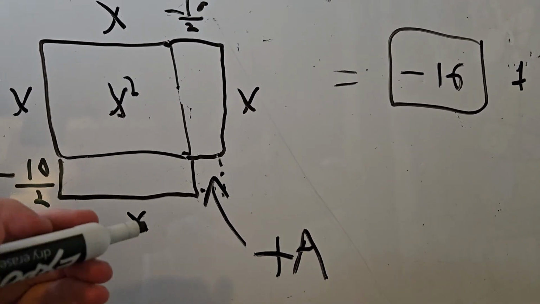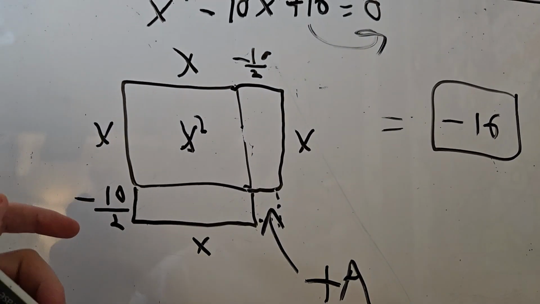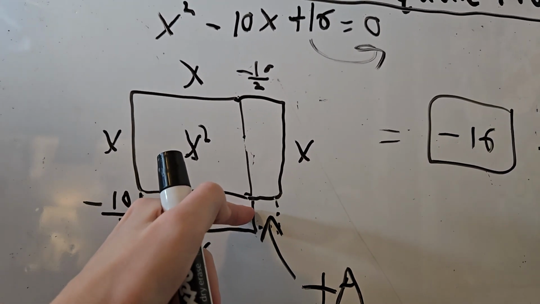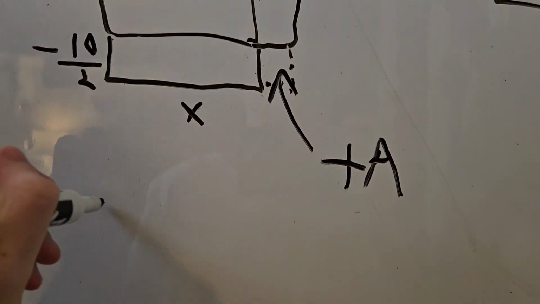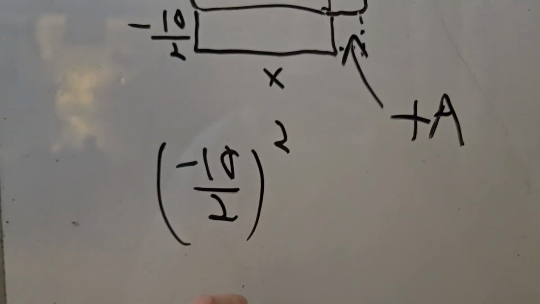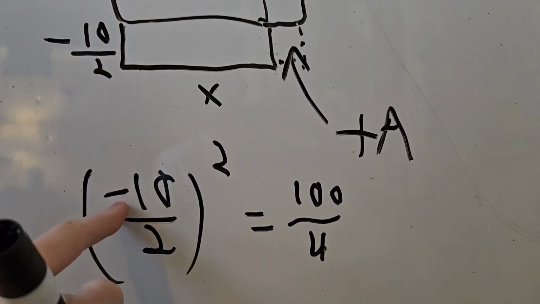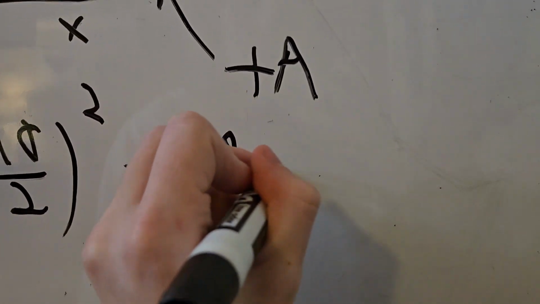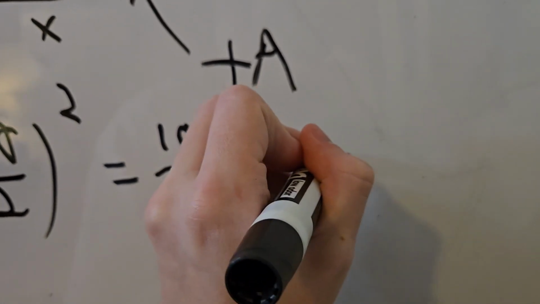So what is this area A to complete the square? Well, it is the area of the side length of the square times this one. So negative 10 over 2, squared. Negative 10 squared is 100. 2 squared is 4. So we're left with 100 over 4, or 25.